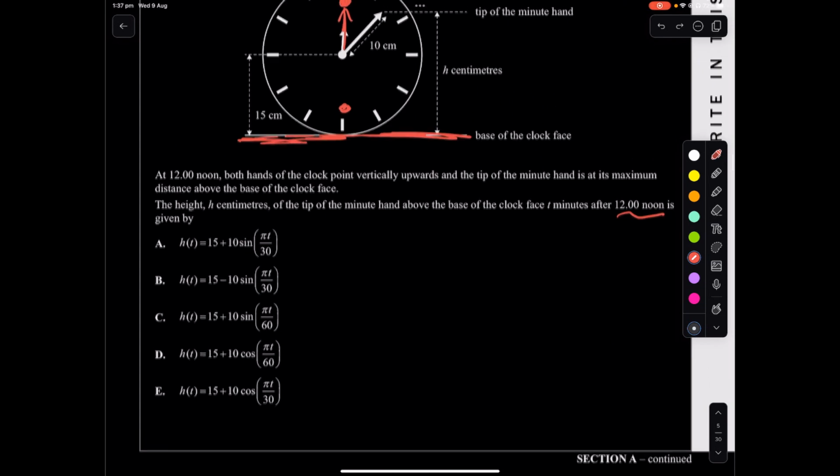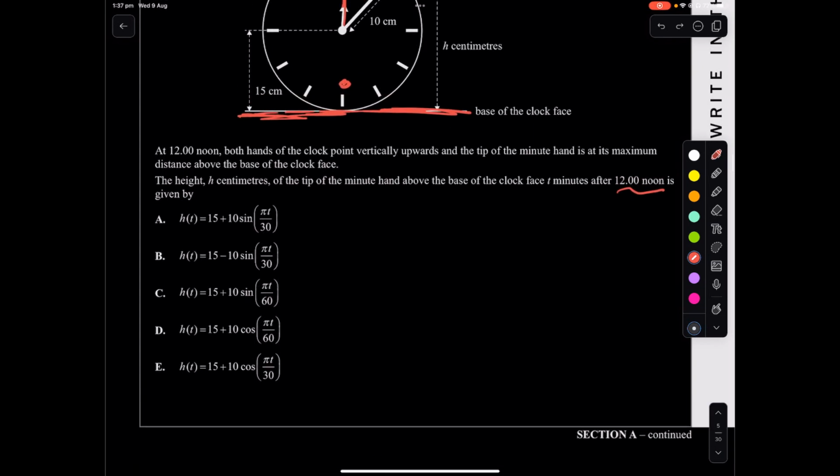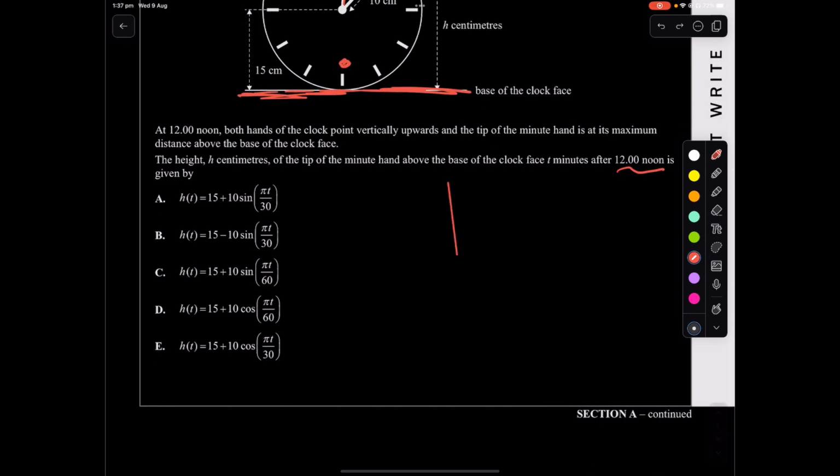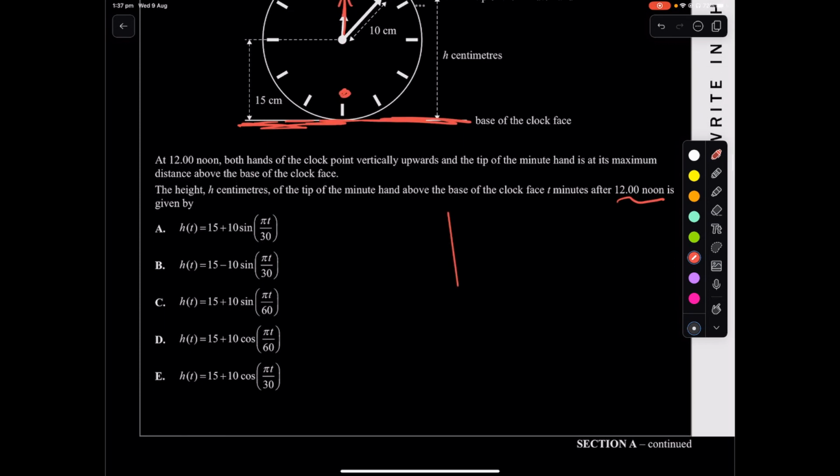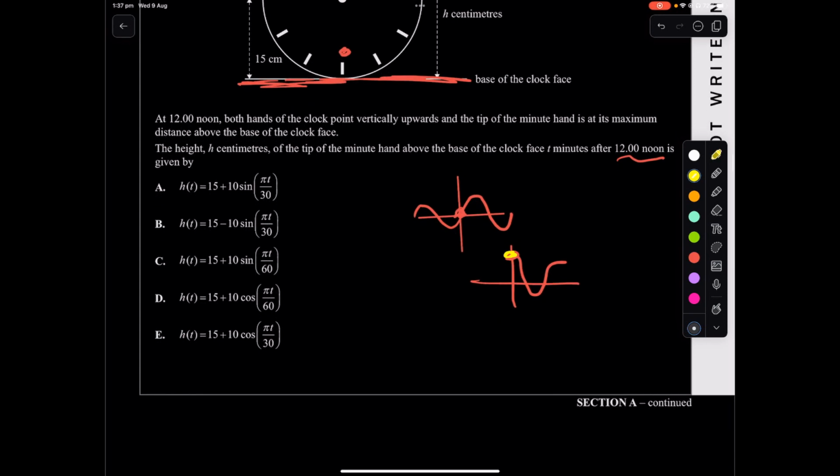Well, first, let's look at it like this. Because we start at its maximum, think about which one would be, sine or cos? Sine doesn't start at its maximum, whereas cosine over here starts at its maximum. So it has to be a cosine graph. These are all wrong.